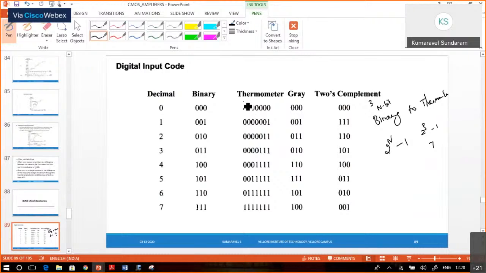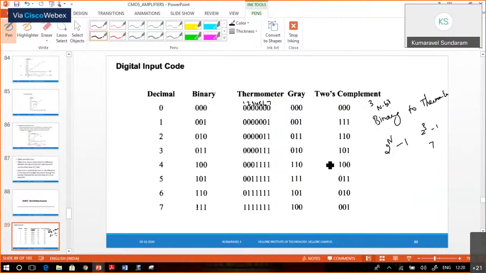So if you observe, 1, 2, 3, 4, 5, 6, 7, that is 7 bits. 0, 0, 1 means 0, 0, 0, 1. 0, 1, 0, 1, 1, 1. Like that, the number of ones will be incremented. So gray code, I hope everybody knows that one, right?